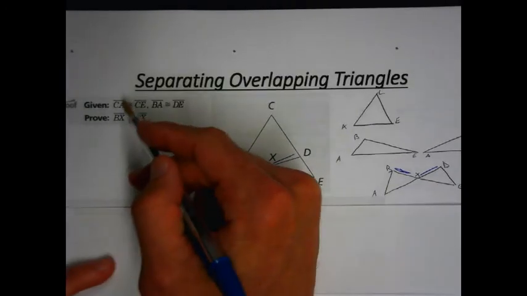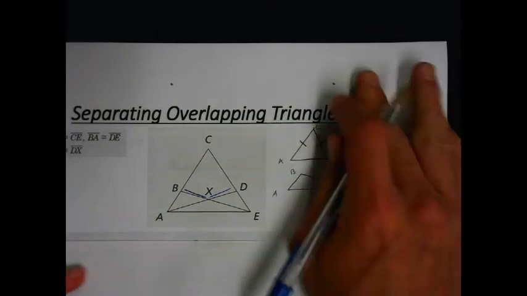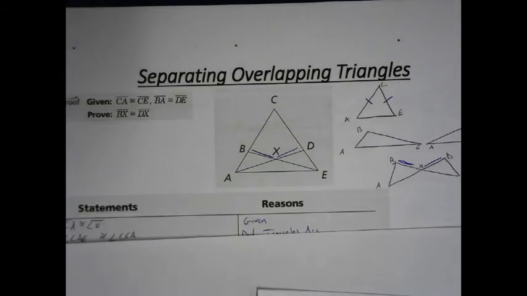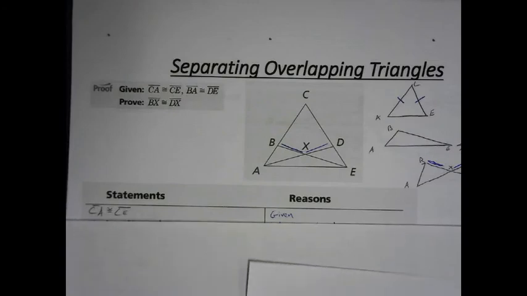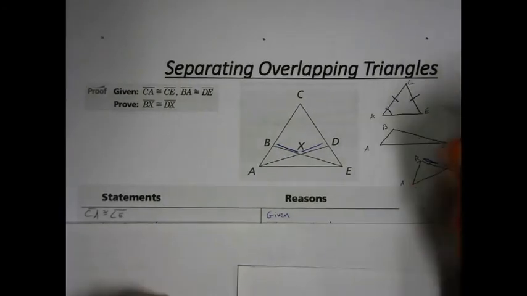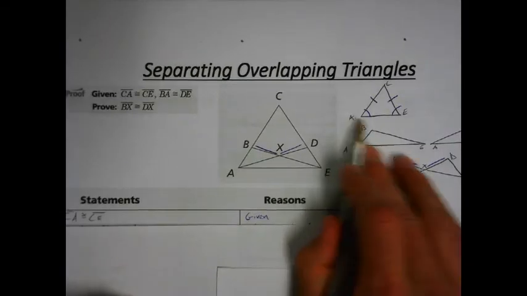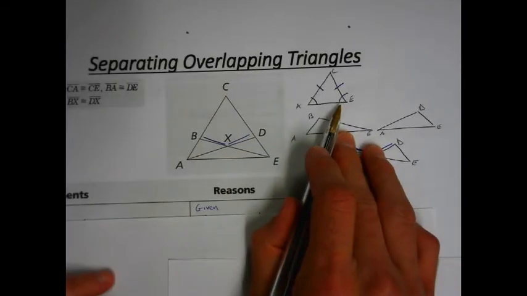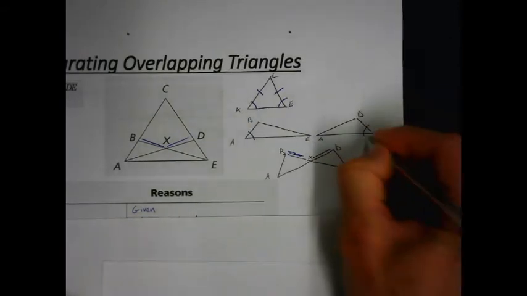Know what we know. CA is congruent to CE. Let's go with the big triangle. CA is congruent to CE, and that's given, right? So we can start our proof. Now what can we talk about? We can talk about angle A and angle E, which are the same in these two smaller triangles. So let's argue that.